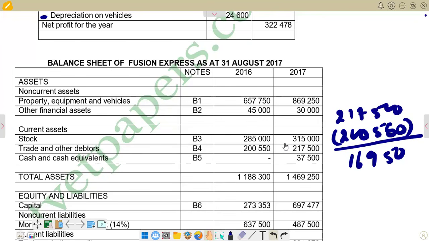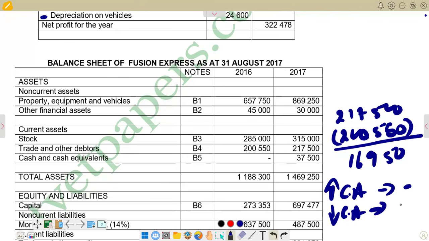When we are having an increase of the current assets, you are supposed to subtract. And when it's a decrease of current assets, we do the opposite. The same applies to current liabilities. When we are having current liabilities increasing, we do the opposite of what we do to current assets, which is we are supposed to add. When it's a decrease of current liabilities, we subtract. So it's just the opposite of what we are doing on current assets.